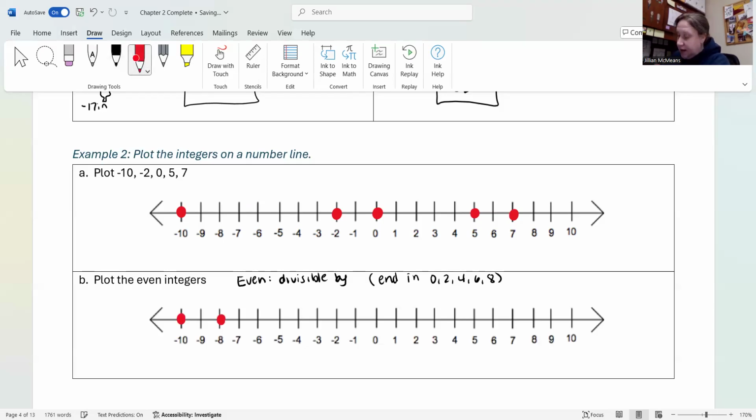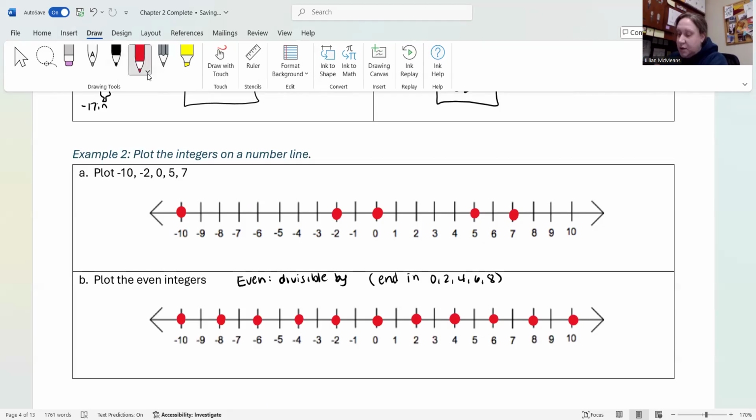So for us, that would be -10, -8, -6, -4, -2. Zero's kind of neutral. You could sort of include 0 because it is technically divisible by 2. You take 0, divide it by 2, you're going to get 0. So if you want to put 0 there, that's fine. And then we have 2, 4, 6, 8, and 10. So those are the even integers.